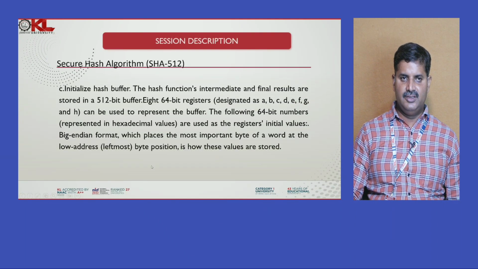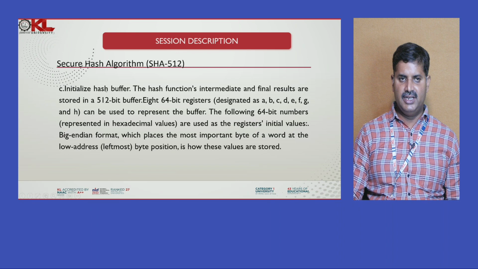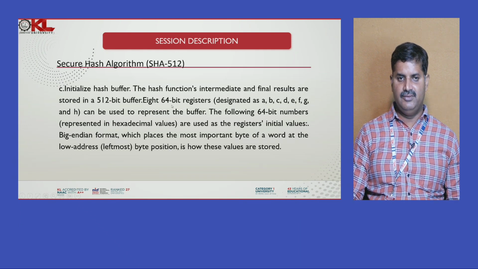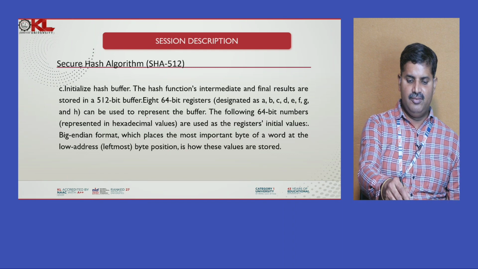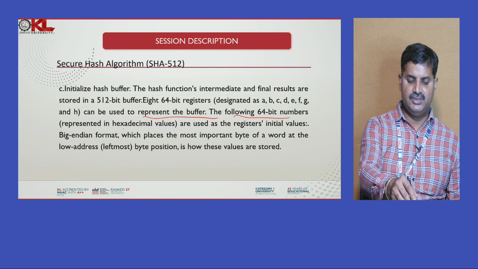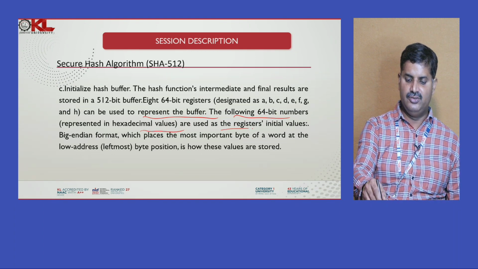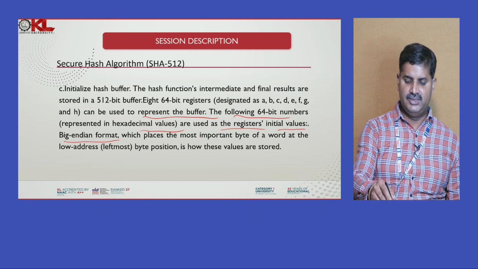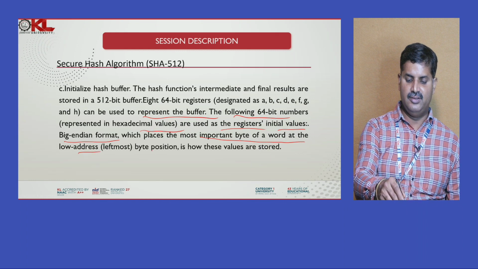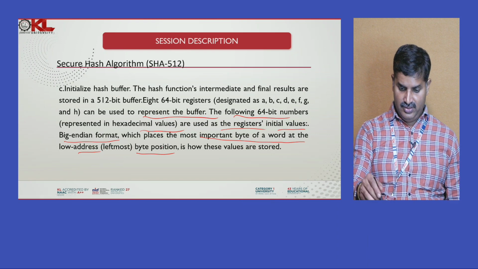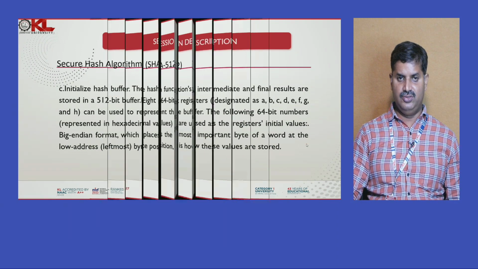Coming to the algorithm, the first step is to initialize the hash buffer. How do you initialize the hash buffer? Here 64-bit registers A, B, C, D, E, F, G, H are used to represent the buffer. The following 64-bit numbers, represented as hexadecimal values, are used as the register initial values in big-endian format, which places the most significant byte of the word at the low address, in the leftmost position. How are these values stored?